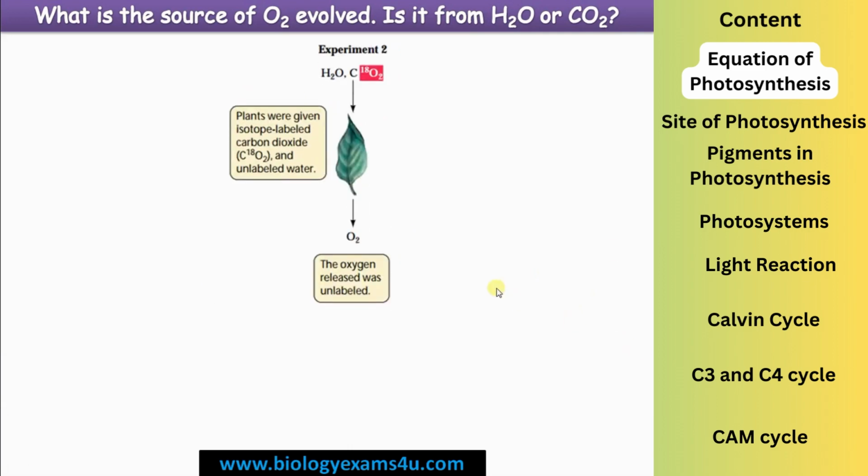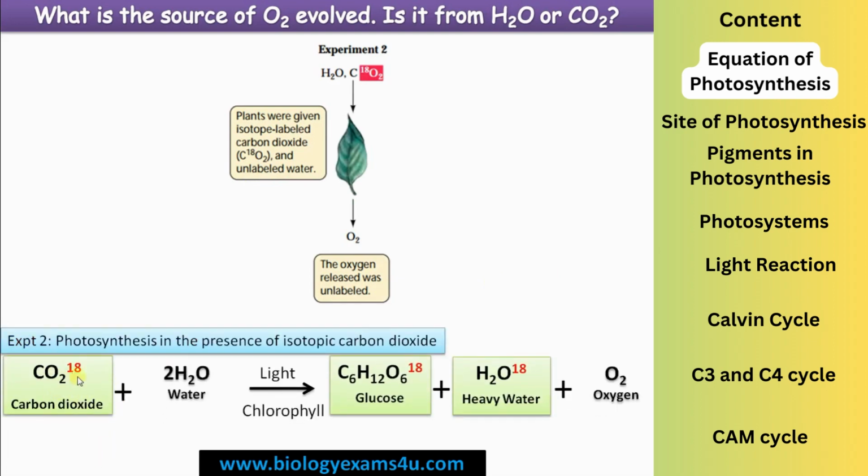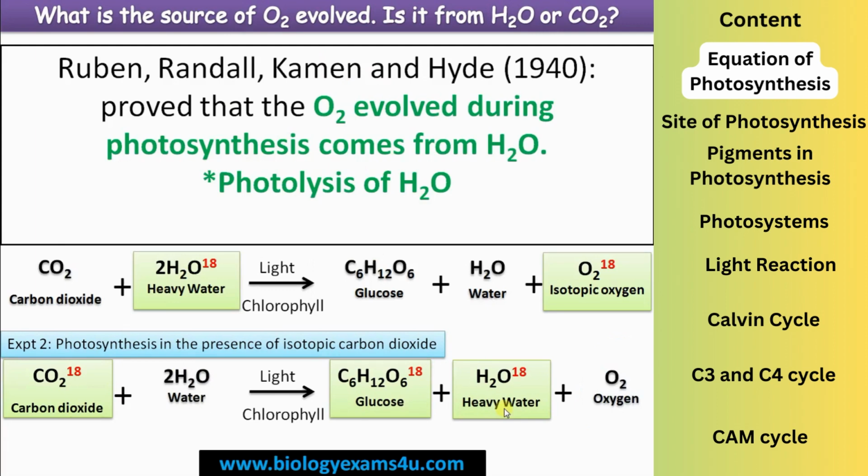For confirmation, they did a second experiment using radioactively labeled carbon dioxide. Here they used radioactively labeled carbon dioxide and found out that the oxygen released is not radioactively labeled, indicating that this oxygen is evolved by the splitting of the water molecule. They got water in the product also, which is radioactively labeled. Thus, Ruben et al. confirmed that oxygen evolved during photosynthesis comes from water. Now we know that it is by the photolysis of water. So these are the summaries of the two experiments.